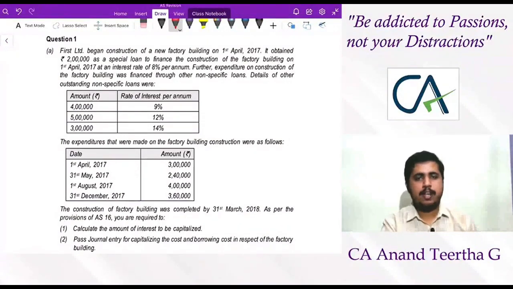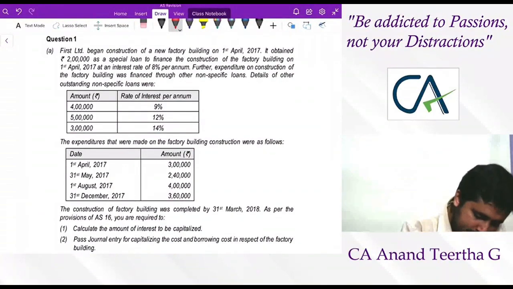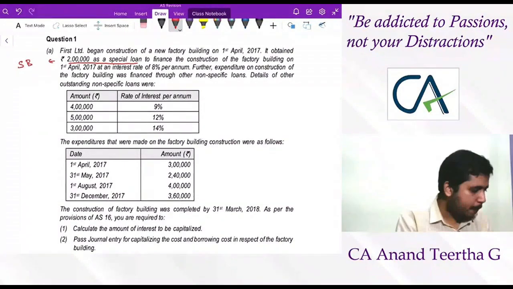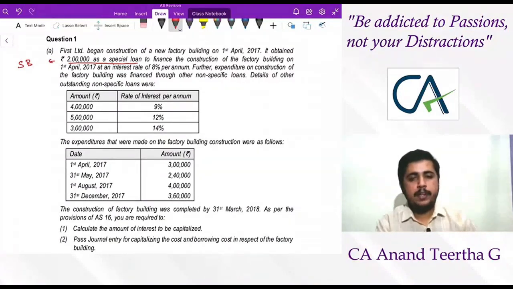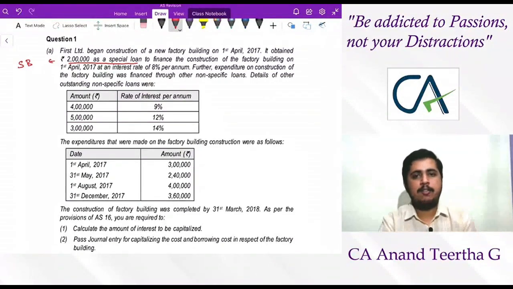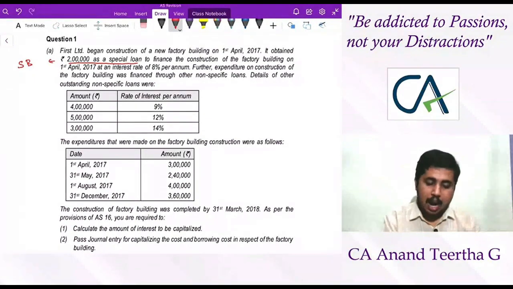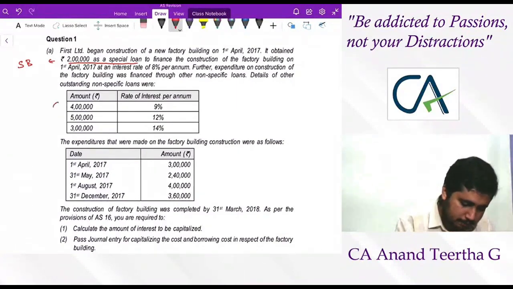So this is the way they have asked us the question. This is a question on both specific and general borrowing. I'll give you an overall idea about the question. Number 1, they say there is a 2 lakh special loan. This is specific borrowing. Now, what are the rules when it comes to specific borrowing? Borrowing cost incurred minus any income from temporary investment. Here there is no temporary investment, which means the entire borrowing cost incurred will be capitalized. Done.